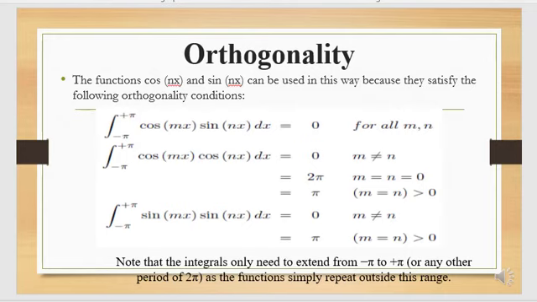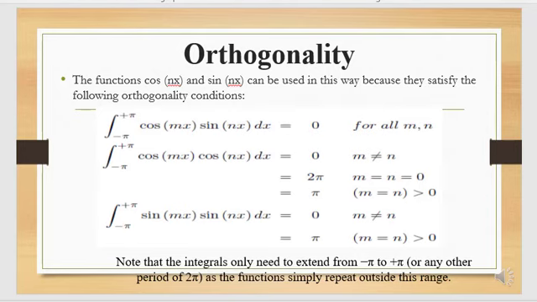Now we have to discuss another important term called orthogonality. Here we will consider the region of integration from minus pi to plus pi, and we will consider sine and cosine functions that can be used in this way because they satisfy the following orthogonality conditions. Which conditions do they satisfy? Here we have three different integrations: one is the product of sine and cosine, the other is the product of two functions that are both sine, and the third is the integration of two functions that are both cosine.